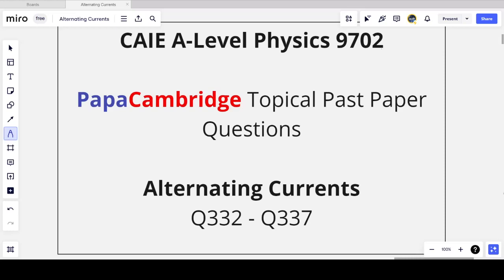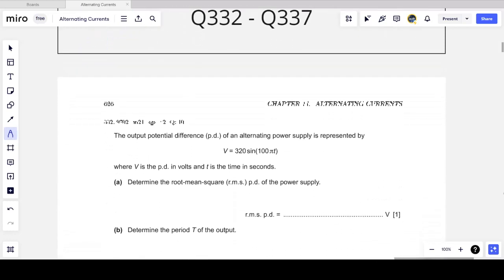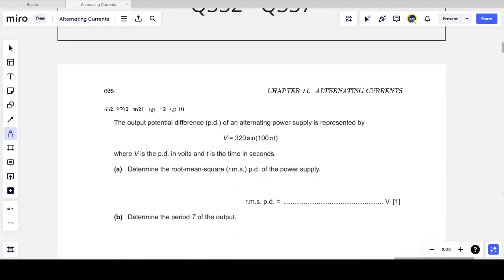But in this case, we're going to look at those questions of alternating currents that we didn't cover the last time. These questions are going to look at mostly the half wave and full wave rectification for alternating currents, and how a capacitor can be used for smoothing as well.